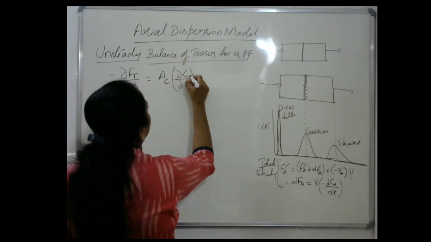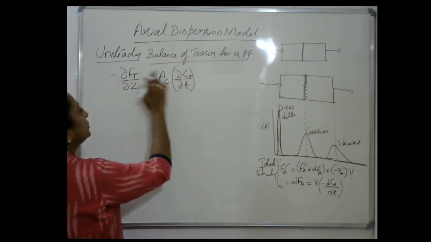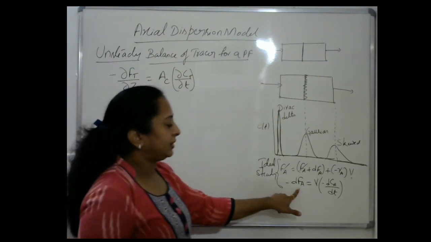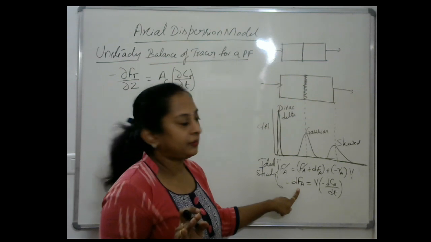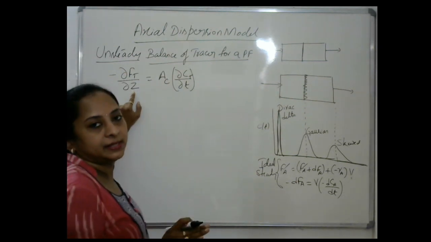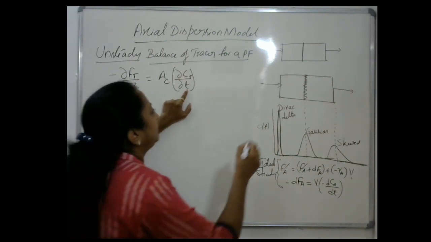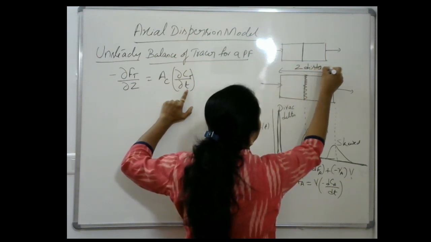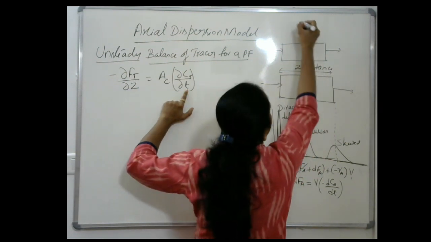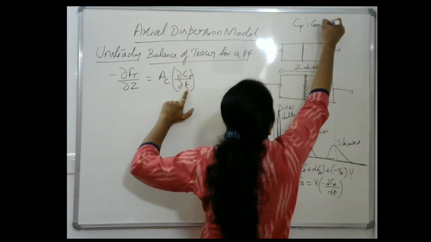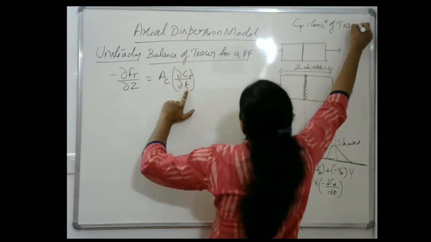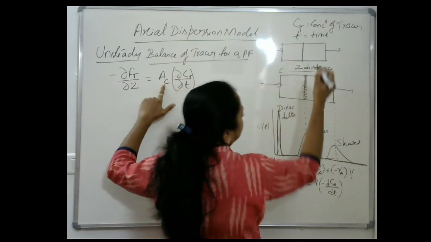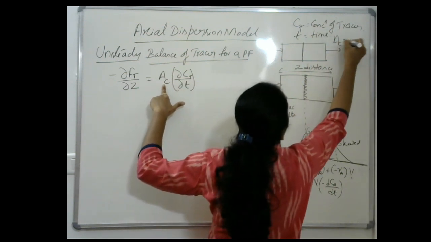C_t is the concentration of the tracer. The subscript t is used to denote tracer. What is F_t? Molar feed rate. z is the distance, and t is the time. Let me define the quantities here: z, distance; C_t, concentration of tracer; small t is time; and A_C is the cross-sectional area.